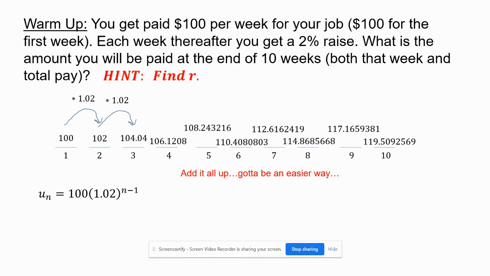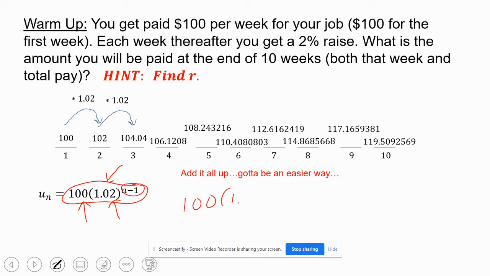And so this is a geometric sequence because we are multiplying by, the hint you saw was to find R. We're multiplying by 1.02 every time. And so you set up this little formula. Now, this little formula, this is the first term. This is the common ratio. And we do this n minus 1 so that when we plug in 1, you get 1 minus 1. That makes our first term be 100.